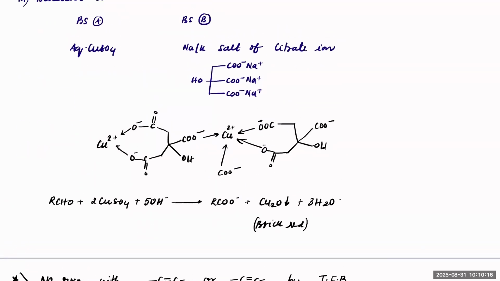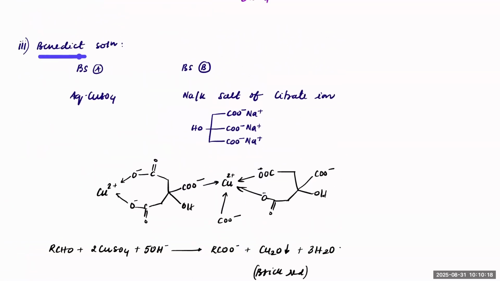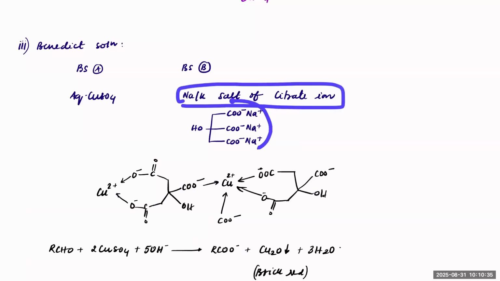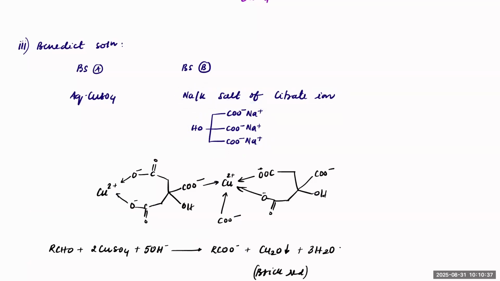Next one is Benedict solution. Benedict solution is just an alternative to Fehling's solution, nothing more. Here also there are two forms of solutions. One is 50% of aqueous copper sulfate you have to take, and 50% of potassium sodium salt of citrate. This is the citrate molecule. Clear? Potassium and sodium. So here one of them is sodium.